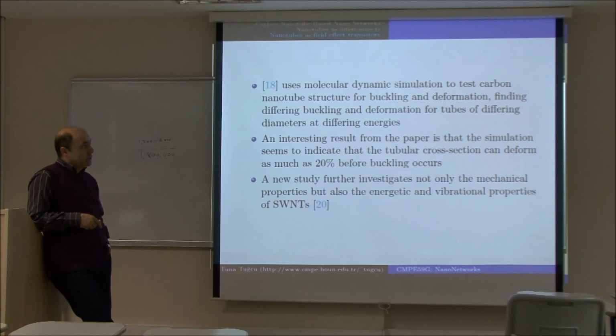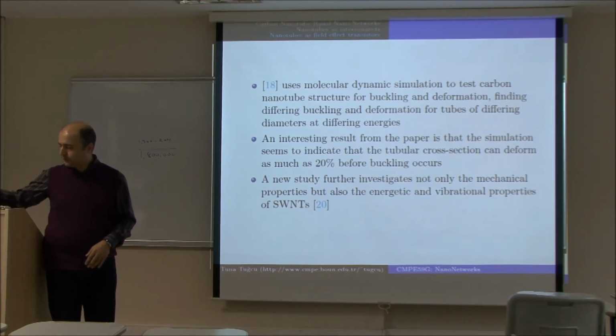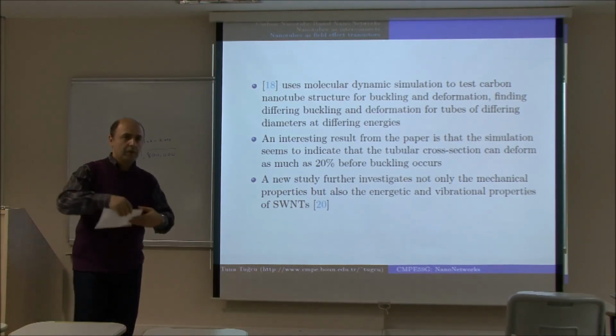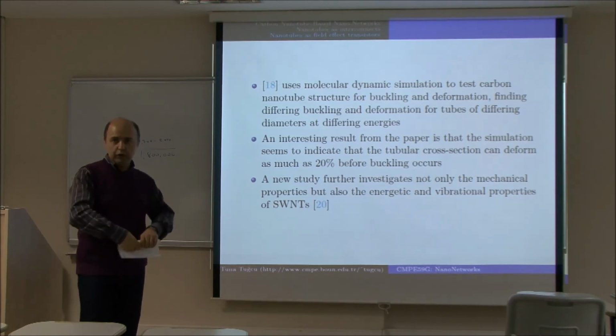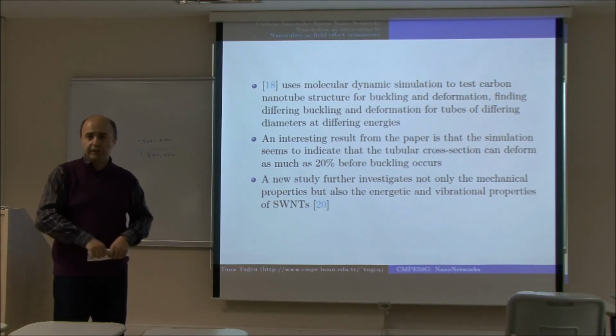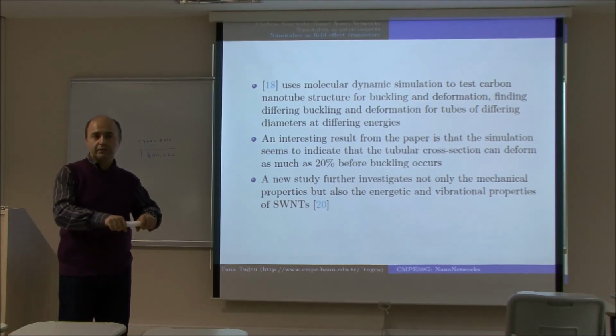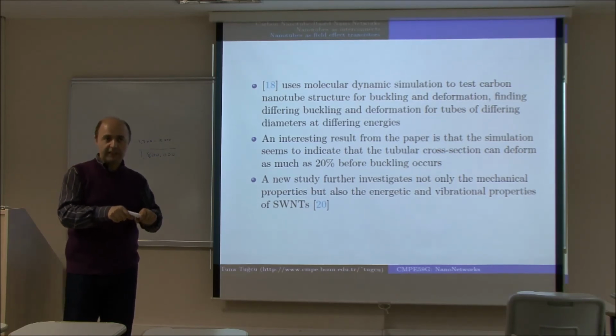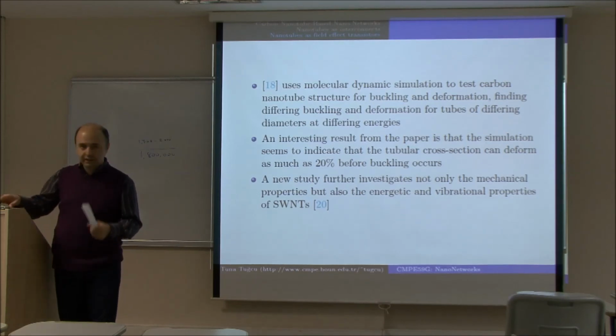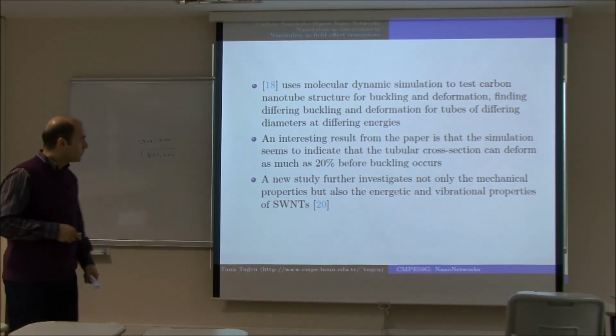A molecular dynamics simulation was used to test the carbon nanostructure for buckling and deformation. You have the tube created by rolling in some direction as you wish, according to the chiral vector. And then you try to bend it. There is a point up to which it can resist, but then you go beyond that limit.